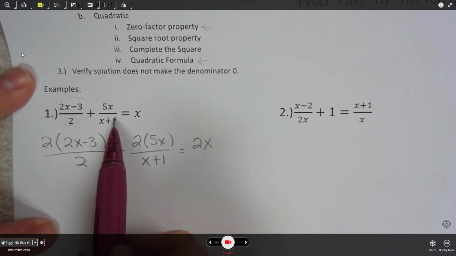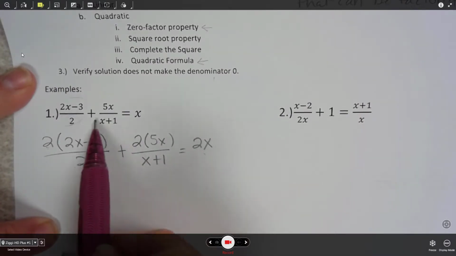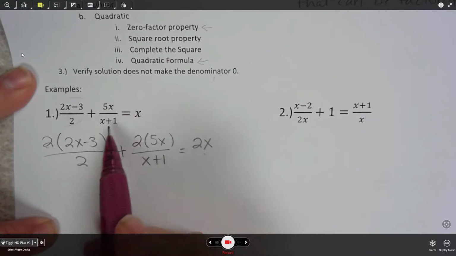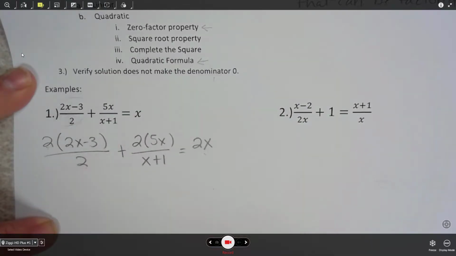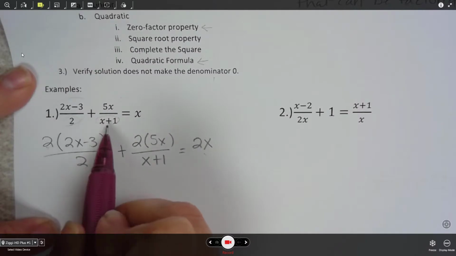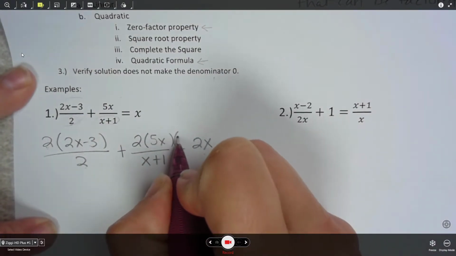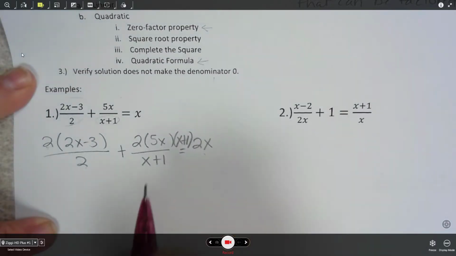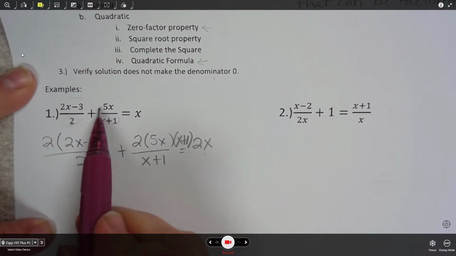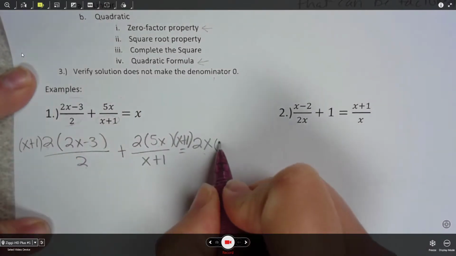For the next fraction, I have x plus 1, which I also need to go away. I don't need any fractions in my equation, so I need to divide x plus 1 into something that it will cancel with, otherwise known as giving me 1. The only thing that this will divide into and give me 1 is x plus 1. So I'm going to multiply this fraction by x plus 1. Because I've multiplied this fraction by x plus 1, I have to multiply everything by x plus 1.